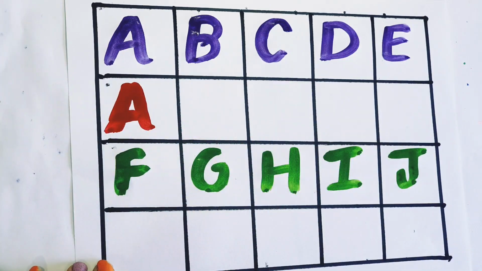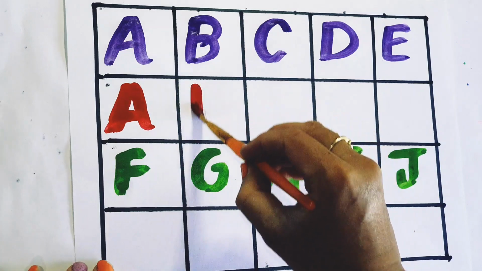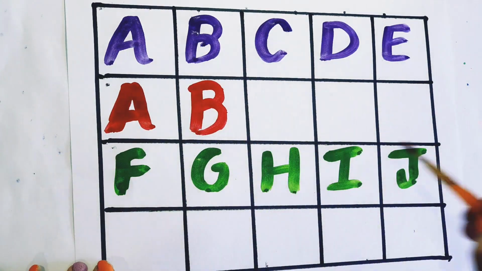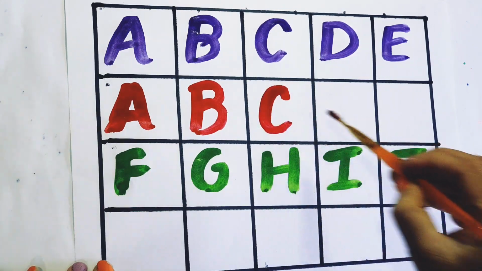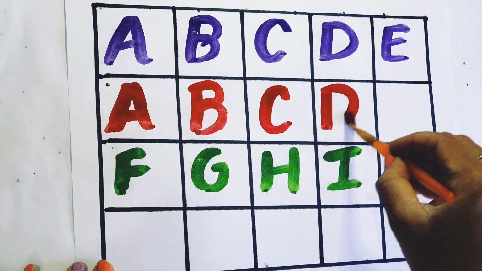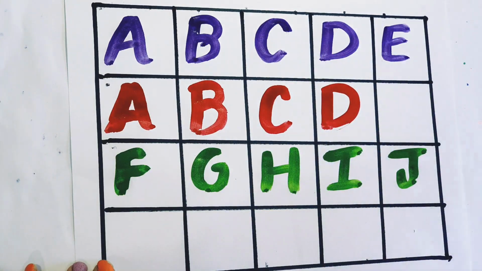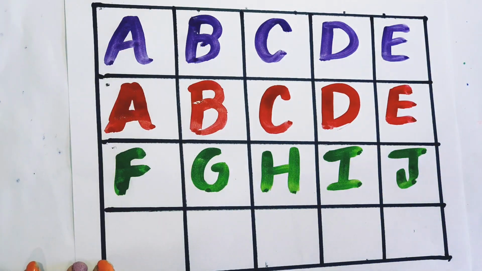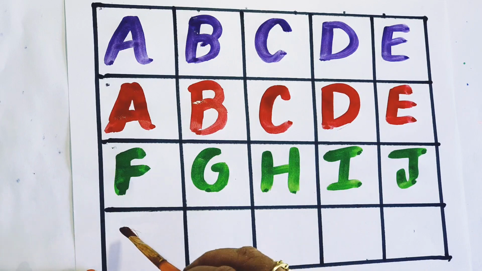A for avocado. A for apricot. B for banana. B for butterfly. C for candy. C for carrot. D for dragon fruit. D for doll. E for elephant. E for ear.